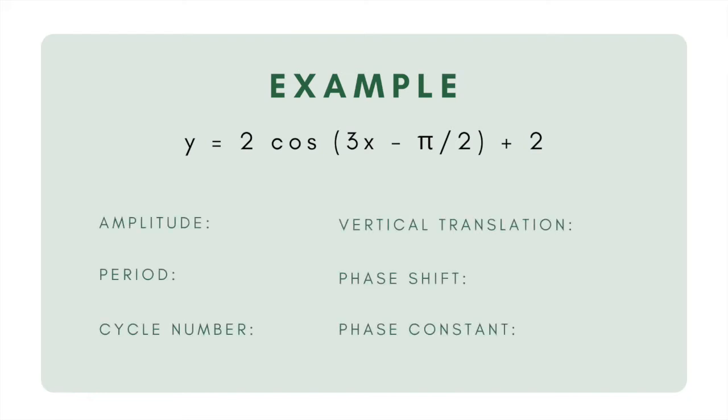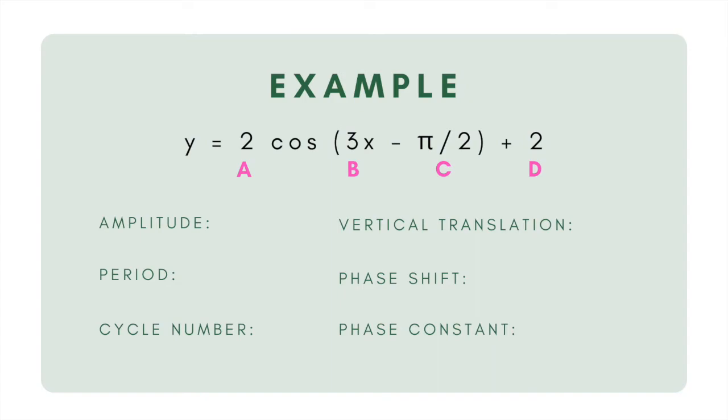Let's try an example. Y equals 2 cosine (3x minus pi over 2) plus 2. On the screen, we have the 6 things we need to identify from this equation. Try pausing this video and filling in each of them. Alright, welcome back. First, let's assign the letters to this equation.